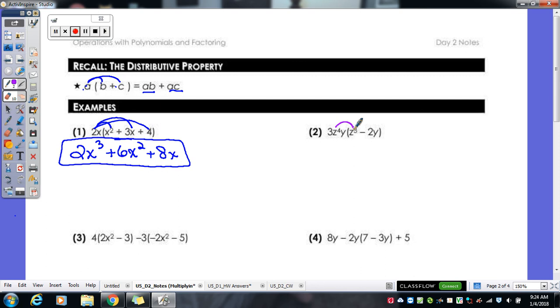So number 2, again, we're going to do our distributive. So I'm going to multiply the 3z to the 4th y times z cubed. So that's going to give me a 3. I'm going to add my exponents on my z, so that gives me a 7. And then the y is still there because it was in the term on the outside of the parentheses, so it still has to be there when you multiply. So then I have to multiply it times the negative 2y. So 3 times negative 2 gives me negative 6. I got my z to the 4th. Y times y gives me y squared. I add my exponents and I get a 2.